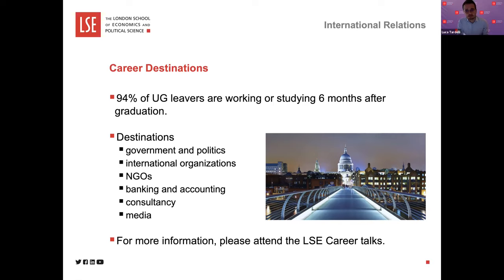But consultancy and risk analysis is also another big sector for our graduates, and also media. There are former students who have been working for the BBC and newspapers, again because they can bring to this their knowledge and experience of the world and understanding of the world. So the key point here is that there are, of course, the avenues most closely connected to IR, but a degree in IR also opens up doors in other sectors, and this is also where our students end up.